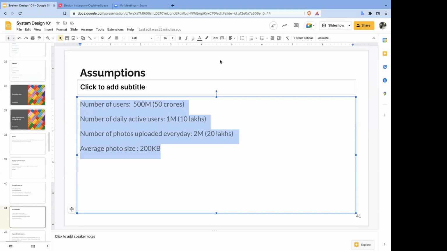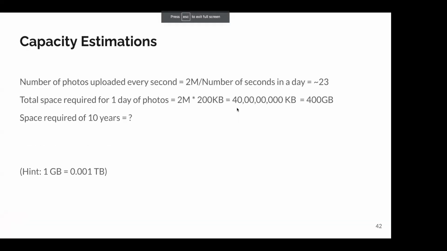All right. So these are the assumptions we're going to build something with. Let's calculate the capacity that we would be needing. When I say every day, there are going to be 2 million photos uploaded, right? I would be able to conclude that per second, I would be having 23 photos.